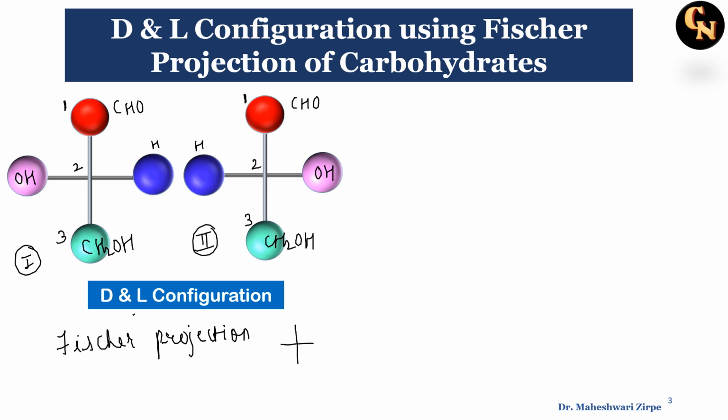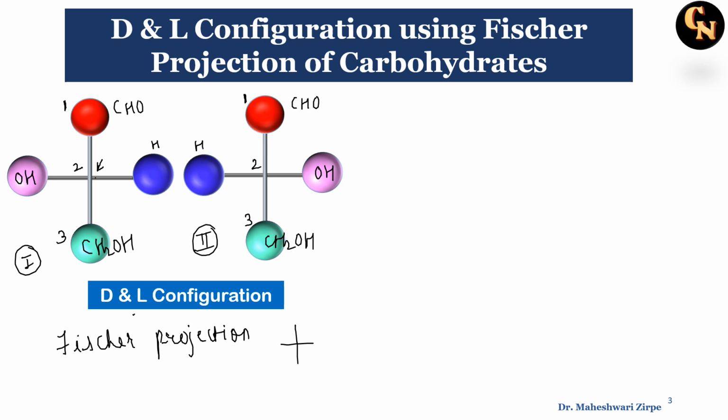So which is the second last carbon here? The second last carbon is your second carbon, because there are only 3 carbons. If there is a long chain, then you have to consider the second last carbon from below. Now from below, the second last carbon is your second carbon. On this second last carbon, you have to find out where the OH is placed, whether on the left hand side or on the right hand side.